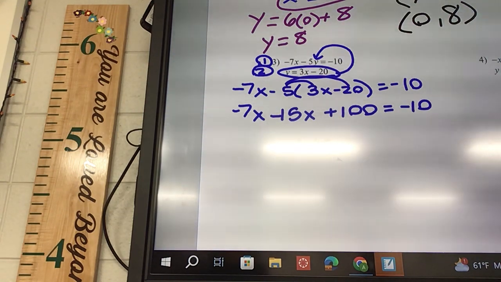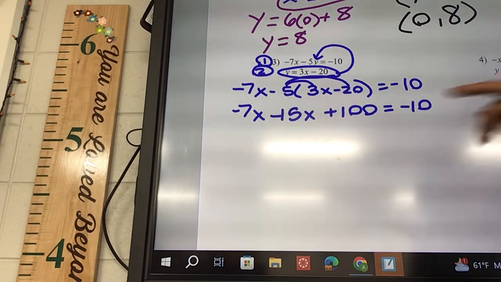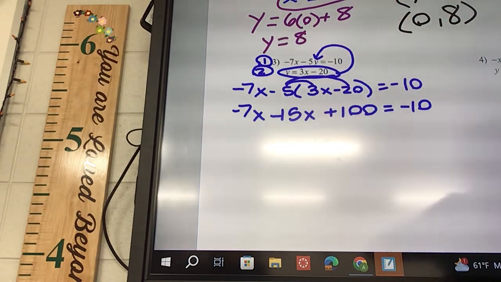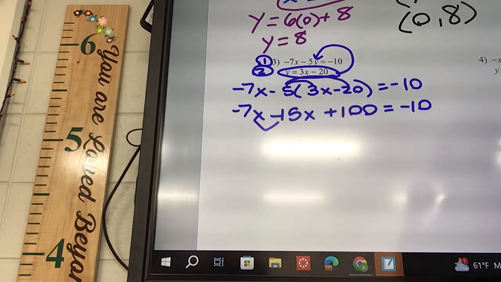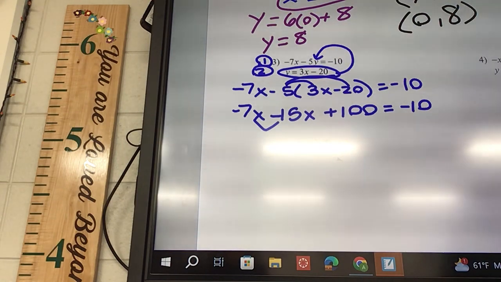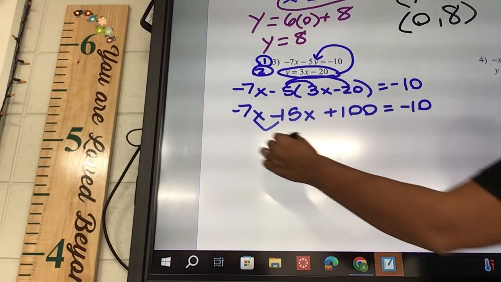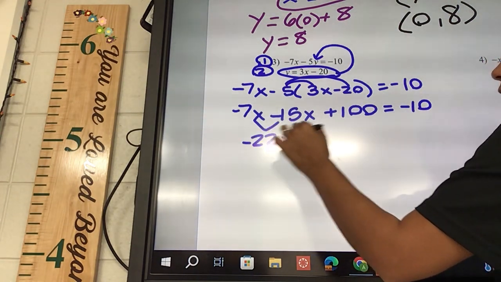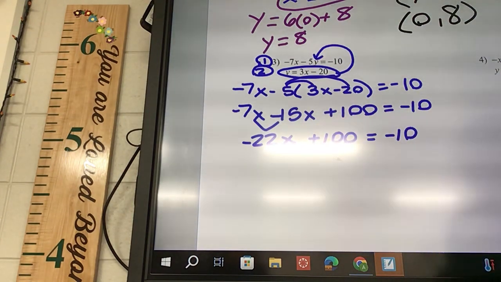Now we can go ahead and do what? Combine the x's. If you don't know how to do that, that's fine. Type in negative 7 minus 15. When we put those two together, negative 7 minus 15, what are you going to get? Negative 22x plus 100 equals negative 10.